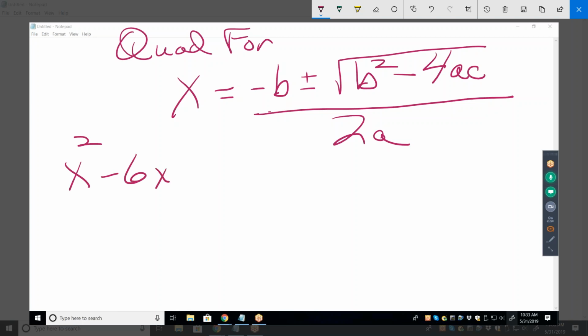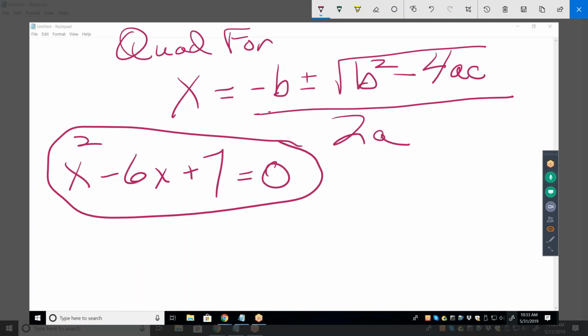where it was an 8 and I changed it to a 7, so if I'm solving for the zeros of that, and I'm going to use the quadratic formula because I cannot factor it, what's A, B, and C?